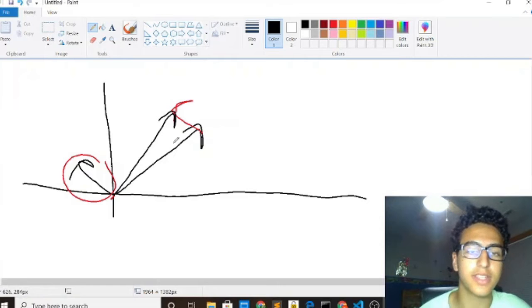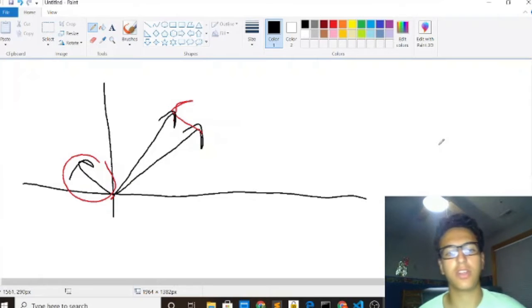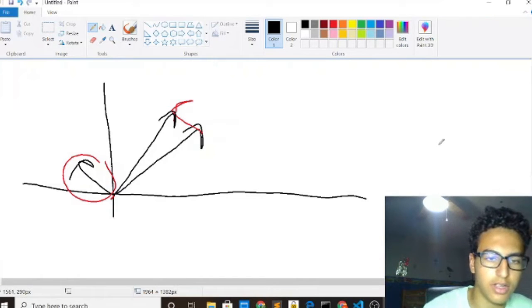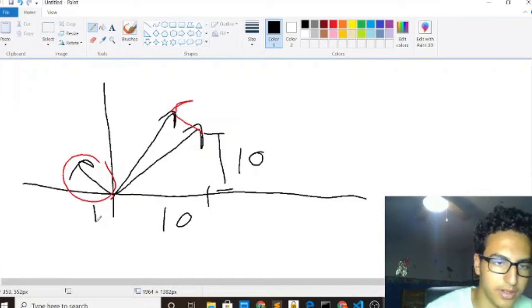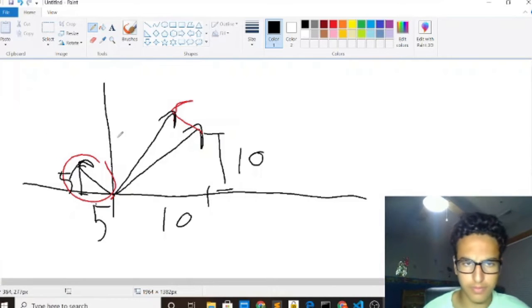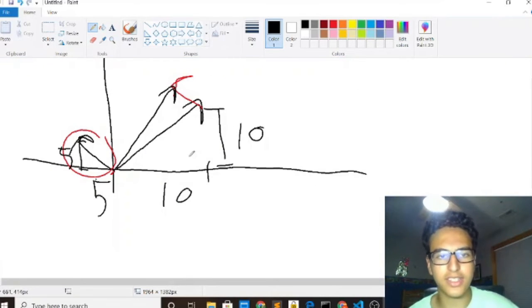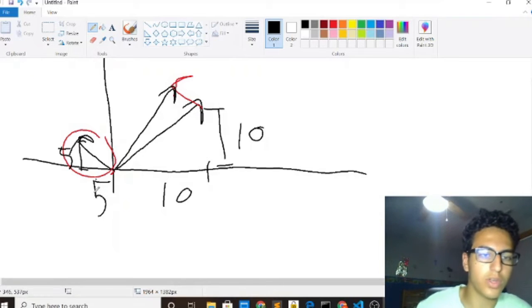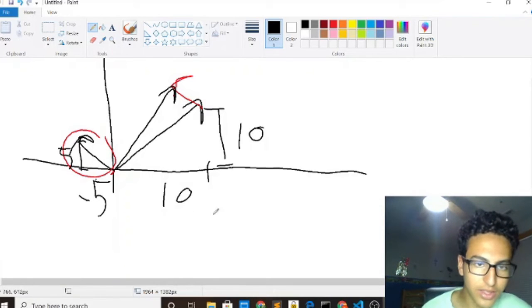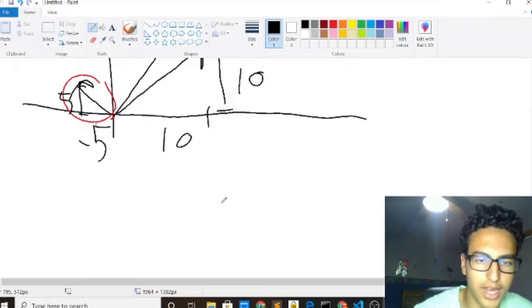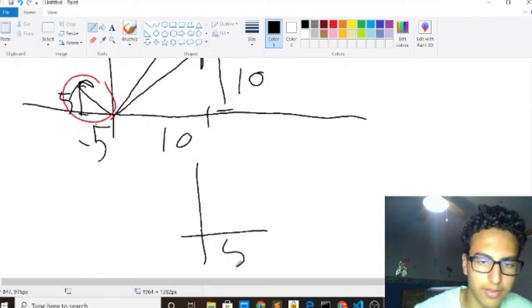Okay, and how do we do this computationally? Well, we can take the components of each vector. So if we say this vector is out 10 meters and 10 meters, and this one is out 5 meters and 5 meters, then we can just take these components and add them together. What do we know? We know that this 5 is a negative 5 because it's in the opposite direction of this 10. So we add those two together and we get a new vector with an x component of 5.